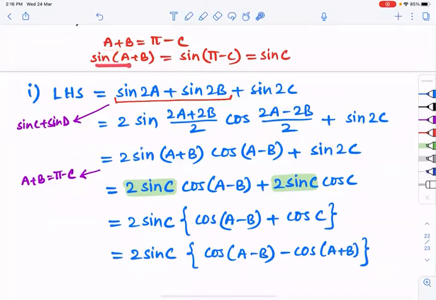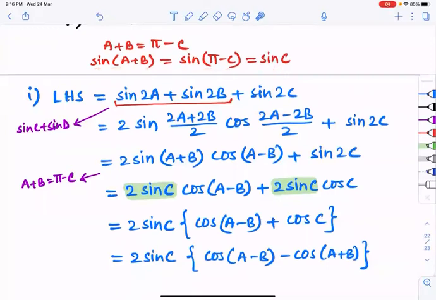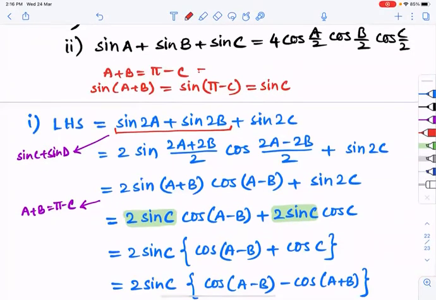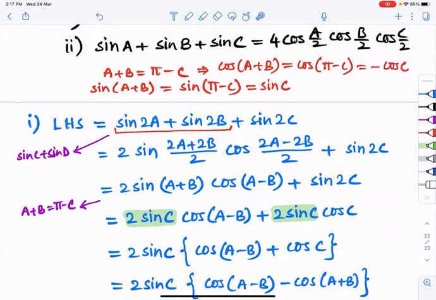So sin(A plus B) equal to sin(pi minus C) is sin C. Instead of that, if I would have taken cos of A plus B, it will be cos of pi minus C, which is minus of cos C. Why? Because pi minus C is in the second quadrant again, and in the second quadrant cos is negative. That's why minus cos. So in place of cos C, I can put minus of cos(A plus B).